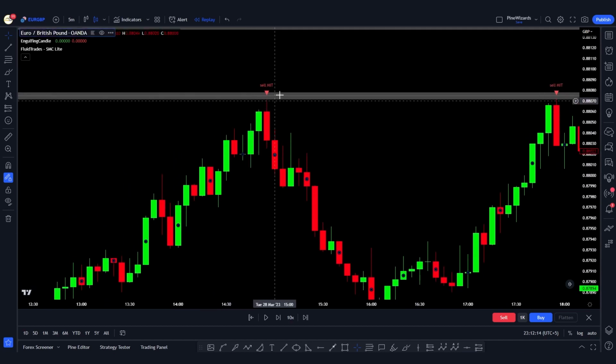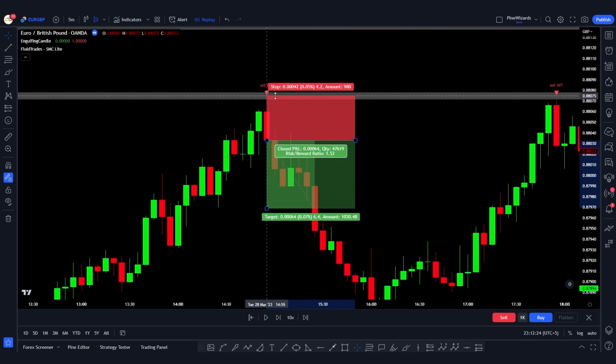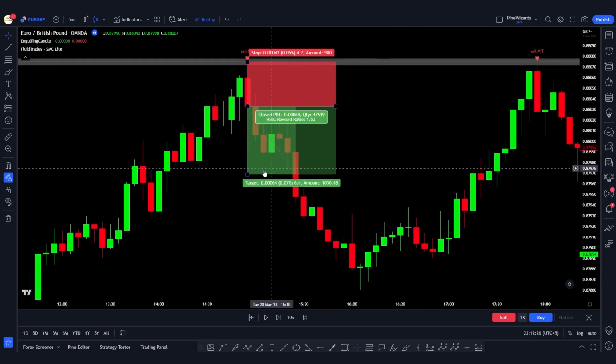So once these two conditions are met, we are good to take a short position, and we can take the short position at the close of this candle here. We'll be putting our stop loss at the high of this engulfing candle, and we can initially target a 2:1 ratio.